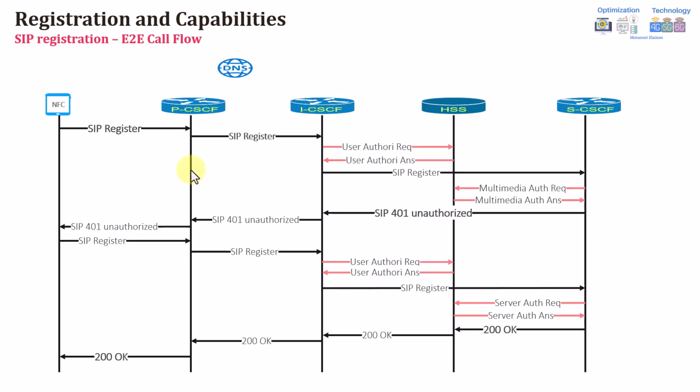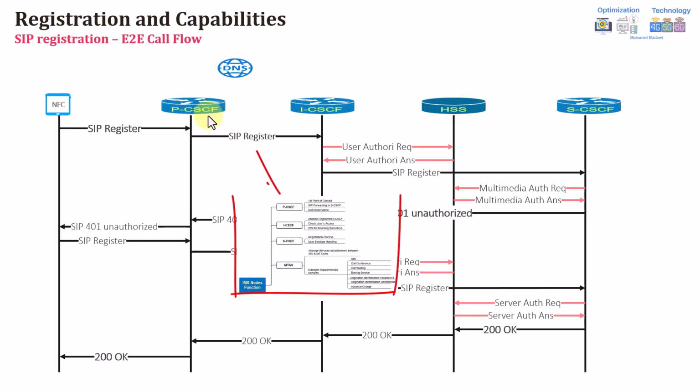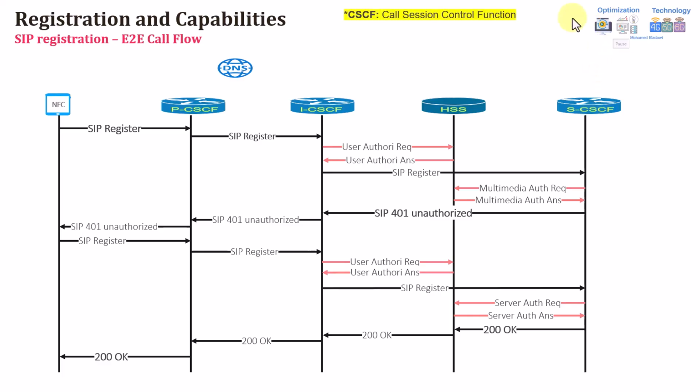As you can see here, in the first step the user will send a SIP REGISTER message to the P-CSCF. If you remember, in the previous session we explained the function of the IMS entities. We mentioned that the proxy CSCF acts as the first point of contact, so all the messages need to go through the P-CSCF first, through the UE, then they will be forwarded until they reach the S-CSCF. I added in the top right what CSCF stands for: call session control function.